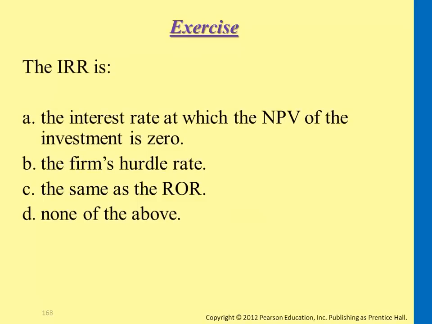What is IRR? Which one seems like the definition? The interest rate at which the NPV of the investment is 0. Remember, we set it as 0 on purpose because we want to represent the positive or negative NPV using a ratio form. So it's A.